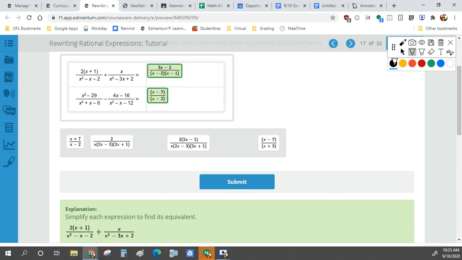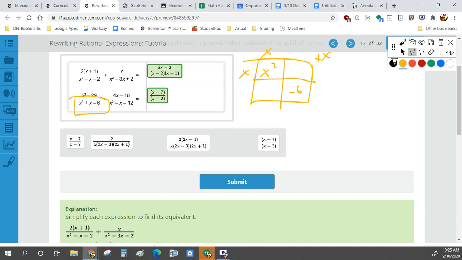So I'm going to leave it the same, but I can simplify this bottom. So I'm going to make this into a yellow box. x squared minus 6. So we get that, and this is going to remind me to do a plus x.